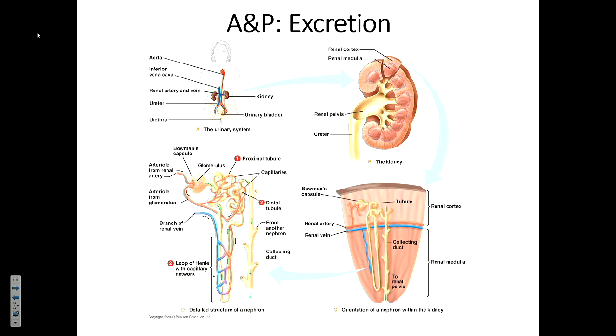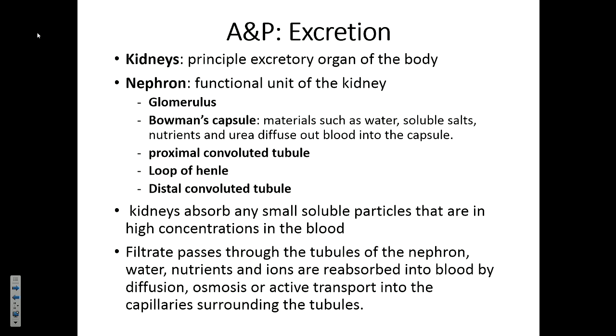And even further, if we take that image, on the bottom left, we're looking at exactly how the filtration is happening. So 1, 2, and 3, the proximal tubule, the loop of Henle, and the distal tubule, all interwoven with those capillaries and those veins, are going to be important in you understanding the sequence of filtration that's happening with the kidneys.